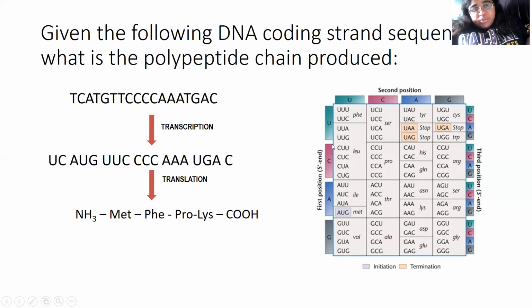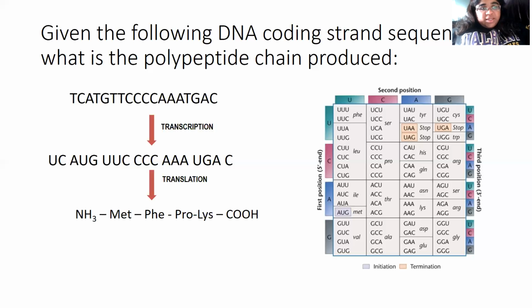And then we have UUC, that is phenylalanine. Then we have CCC, which is proline. Then we have AAA, which is right here, which is lysine. And then that's where it ends in that case, because UGA here is a stop codon, right? I hope that makes sense so far.